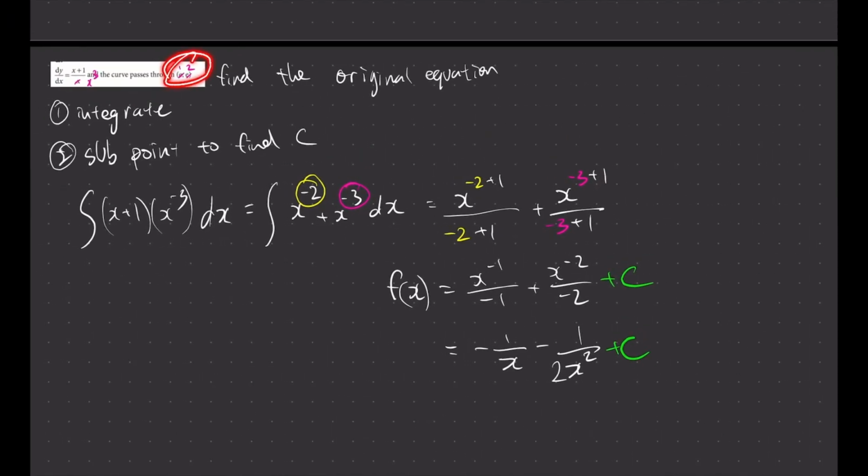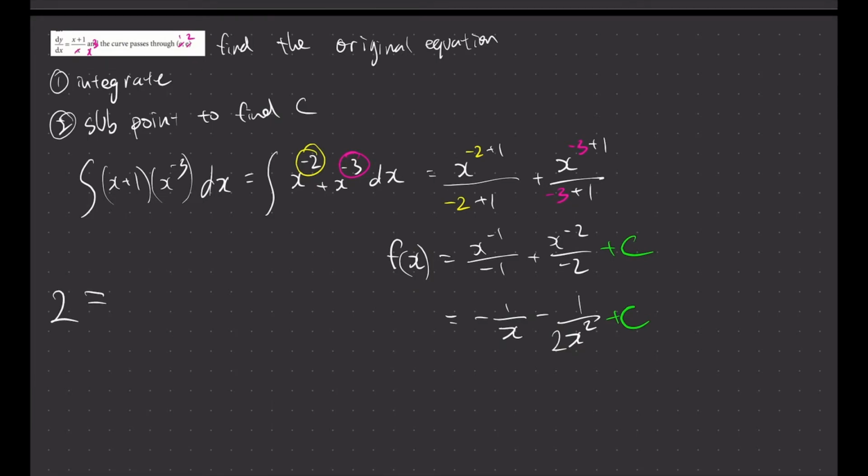You need to substitute this point into here, right? 1, substitute with x. 2, substitute here, right? Okay, so let's do it. So we have 2 is equal to negative 1 over 1 minus 1 over 2, 1 squared plus c, okay? So 2 is equal to negative 1 minus 1 over 2 plus c, right?